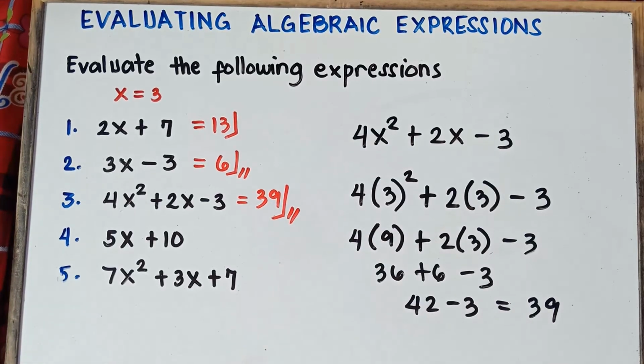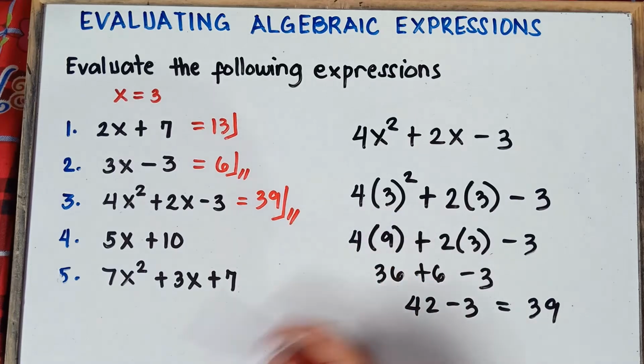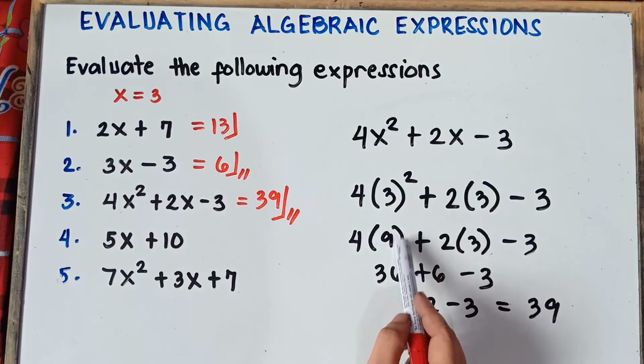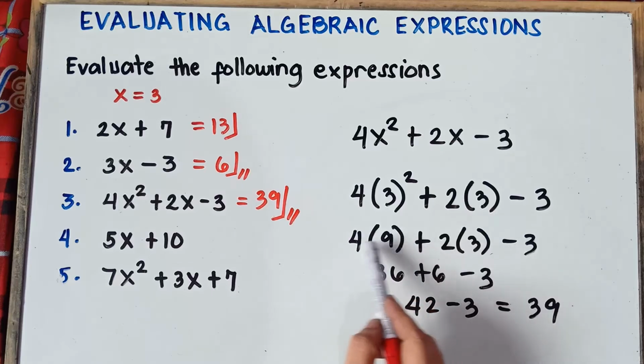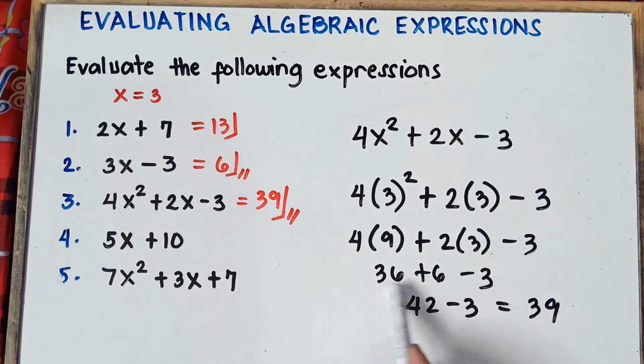Alright, so once again, class, be careful with this one. You always follow PEMDAS or GEMDAS. Parentheses, exponent comes first, or groupings, exponent comes first before multiplication. So 3 squared comes first before you multiply it by 4. So 3 squared, that would be 9. And then you multiply 9 and 4, that would be 36. And then 2 times 3, that would be 6. And then add 36 plus 6, that would be 42. Minus 3, that would be 39.